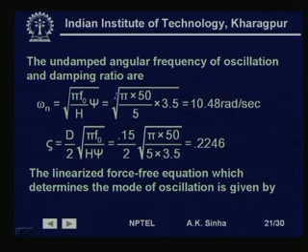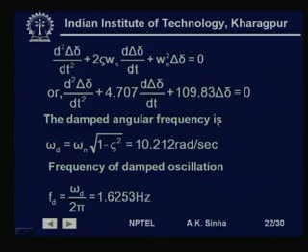The undamped natural frequency, again we can find out for this case, comes out to be 10.48 radians per second, zeta comes out to be 0.2246, and substituting again in this expression the values, omega d, the damped natural angular frequency, comes out to be 10.212 radians per second, and the frequency of damped oscillation, omega d by 2 pi, is coming out to be 1.6253.